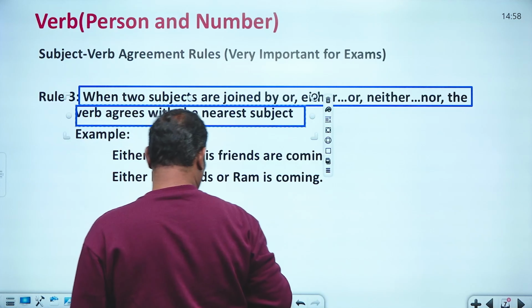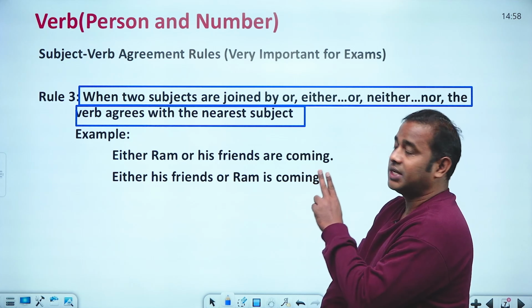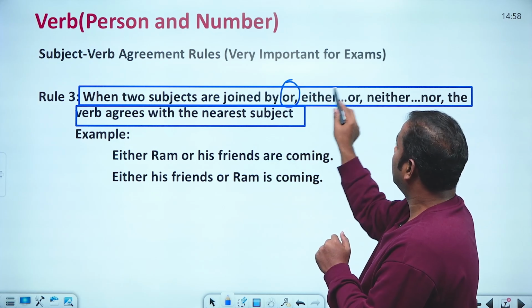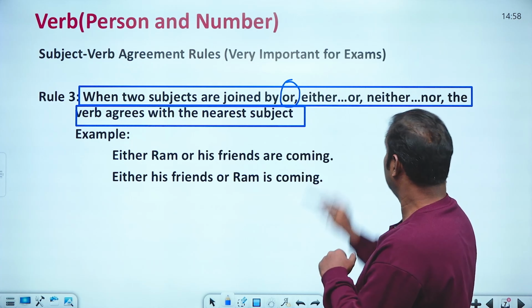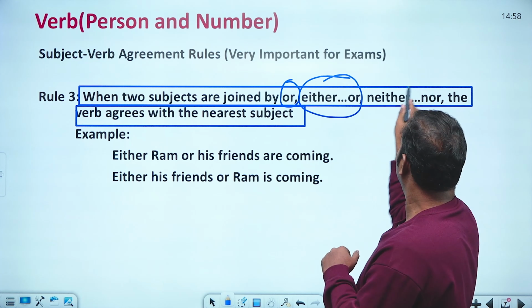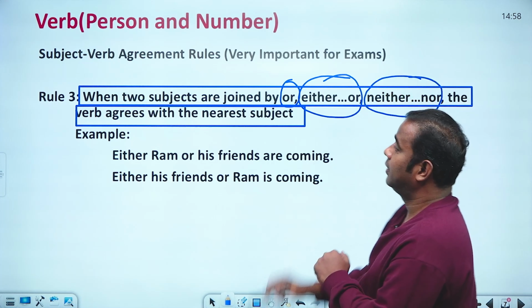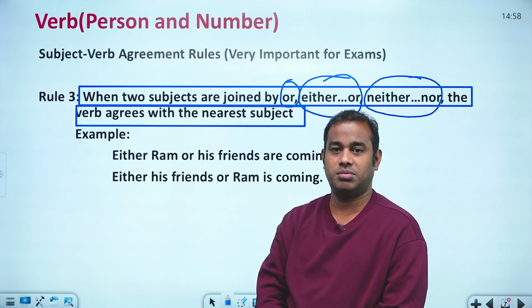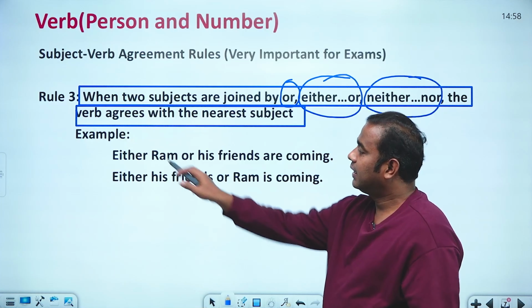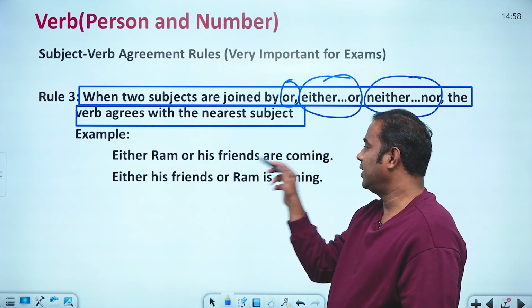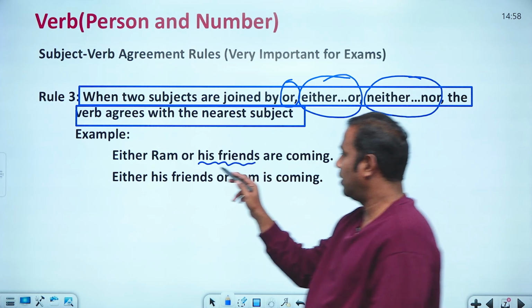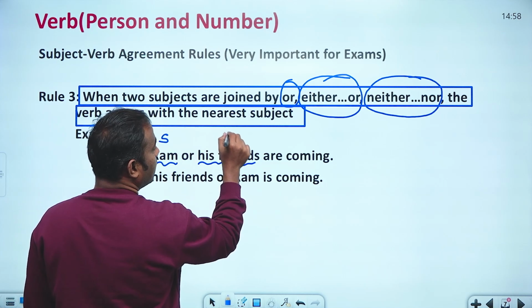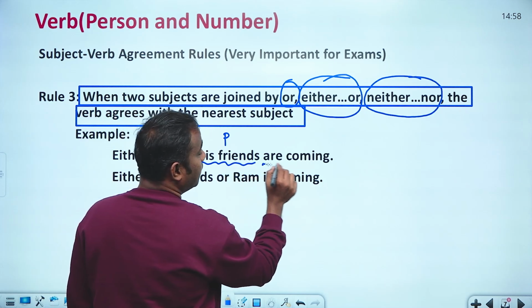The third rule, if you look at the third rule here, when the two subjects are joined by or, either or, neither nor, the verb agrees with the nearest subject. What do you mean by this? Here is an example. Either Ram or his friends are coming. So his friends here and Ram. Ram is singular in quantity. His friends are plural in quantity. So the nearest verb should be taken here.